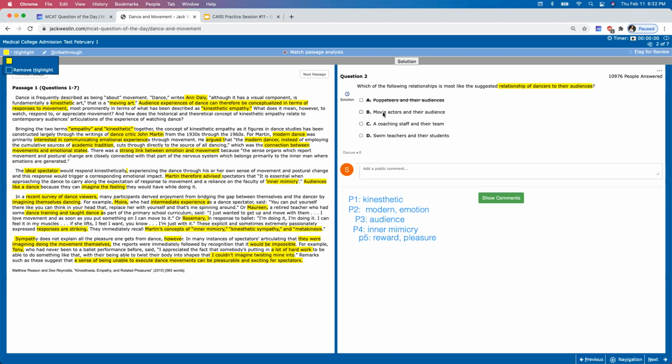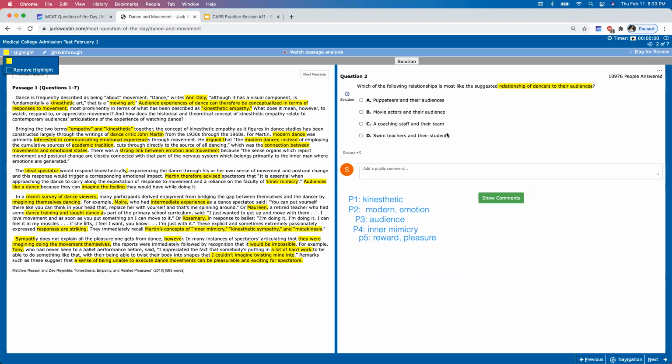In the third paragraph, where it says audience is like a dancer because they can imagine the feeling they would have while doing it. And so actors literally portray this sort of story so that you can feel for the characters. That's literally what a good plot line is. You have to feel for the characters and imagine yourself. Versus swim teachers and their students, there's no connection there, right? We're looking for that emotion. So that's why I think that we were agreeing with B rather than D.